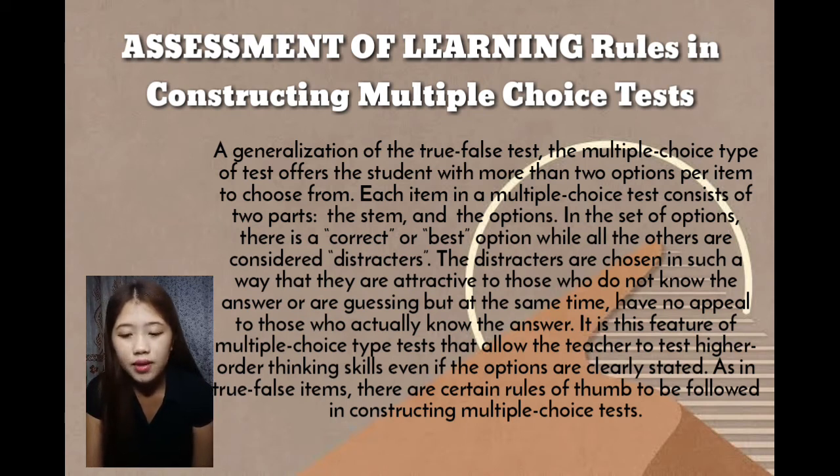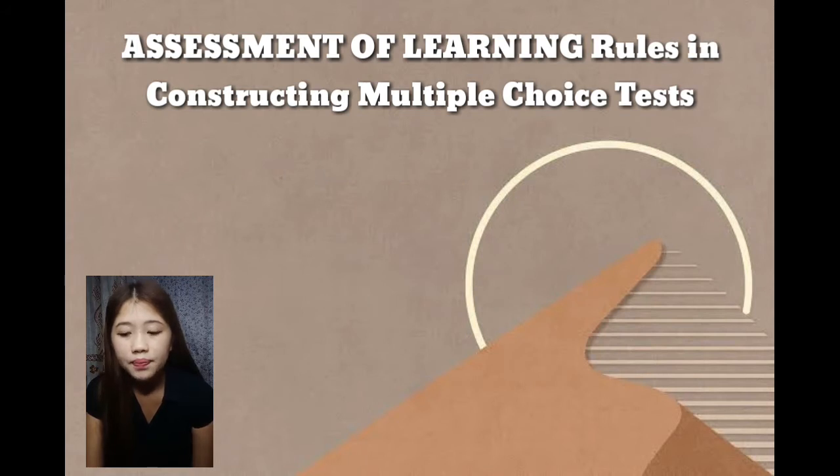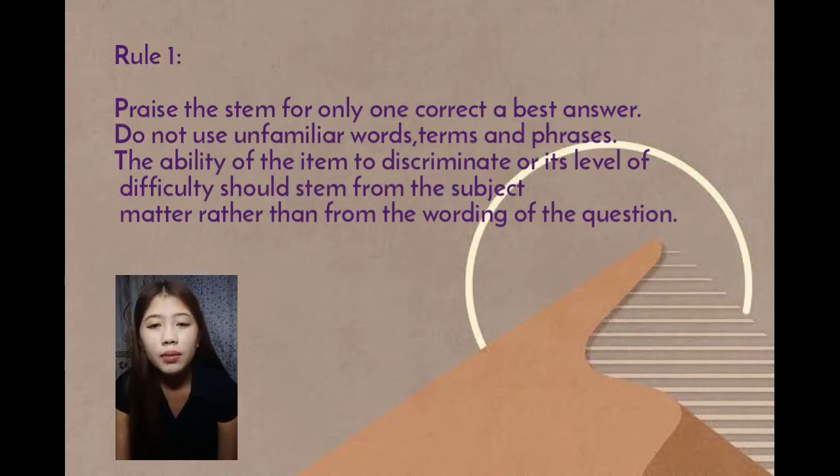As in true-false items, there are certain rules of thumb to be followed in constructing multiple choice tests. Rule number 1. Phrase the stem for only one correct, or best answer. Do not use unfamiliar words, terms, and phrases. The ability of the item to discriminate, or its level of difficulty, should stem from the subject matter rather than from the wording of the question.